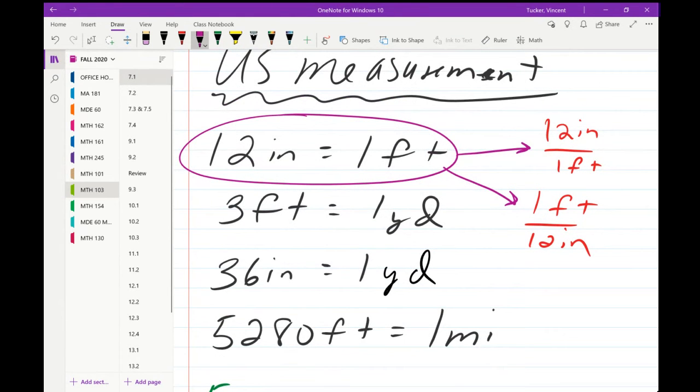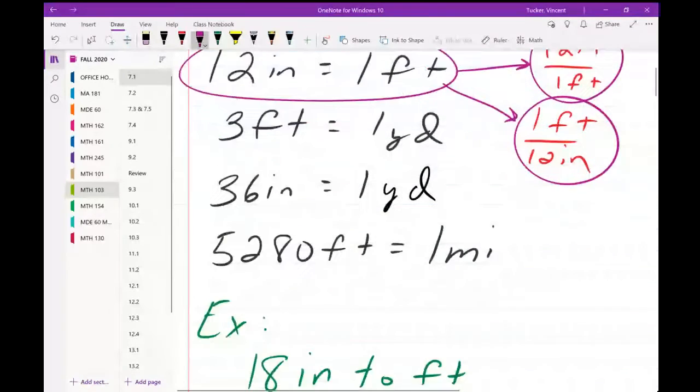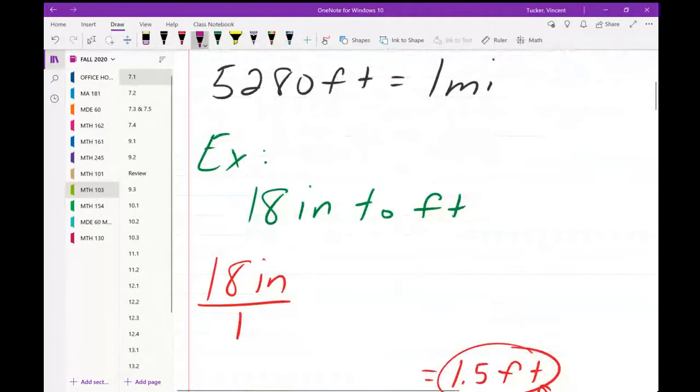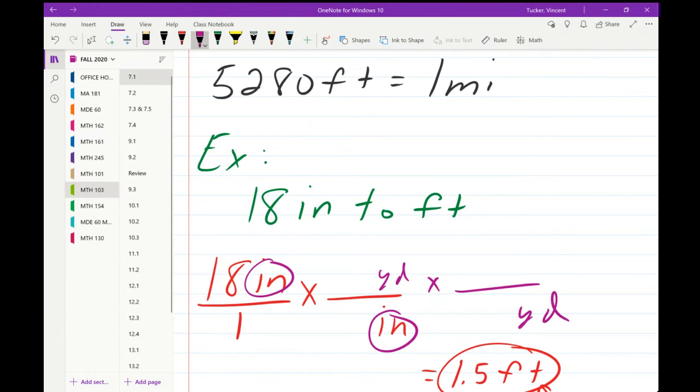So as I mentioned, we're either going to use it this way or this way. So what will dictate that is how we're starting. We're starting with 18 inches. So if that's the case, I'm going to multiply it by a fraction that has inches in the bottom. I need my inches to be here and here in order for me to continue on. Same thing with anything else. If I have yards right here and I want to keep going, I need yards down here so that they can cancel out. And that's what's going to happen for us.